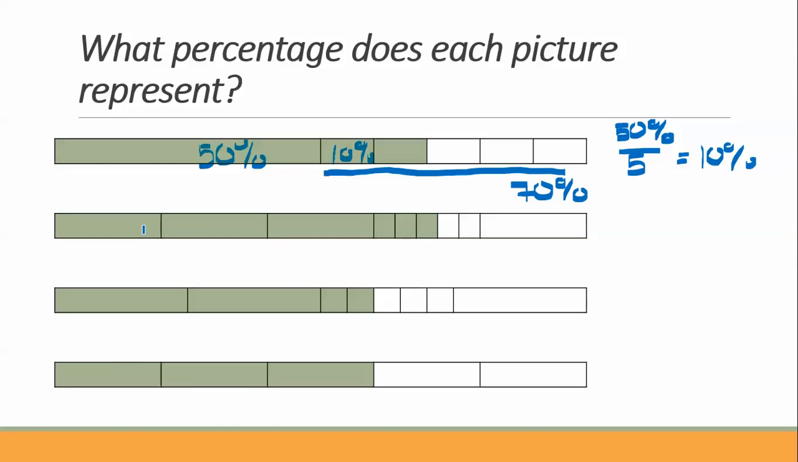This one, we have 1, 2, 3. This is the same size, 4, 5. When we divided 100 into 5, each of the blocks was worth 20%.